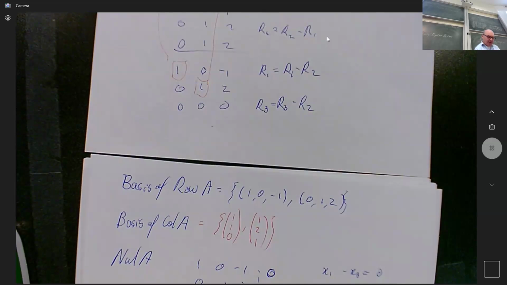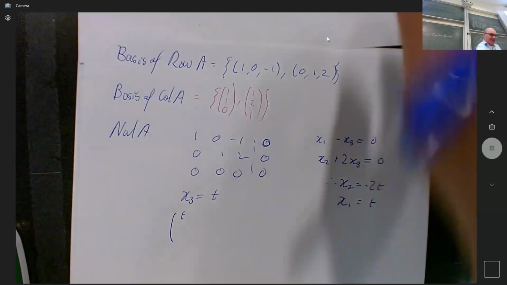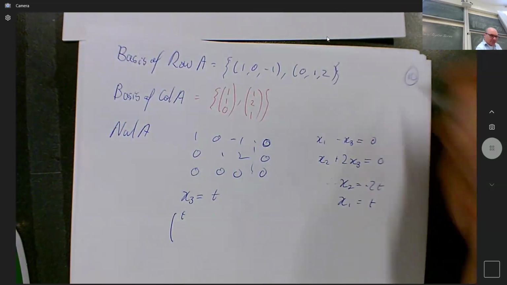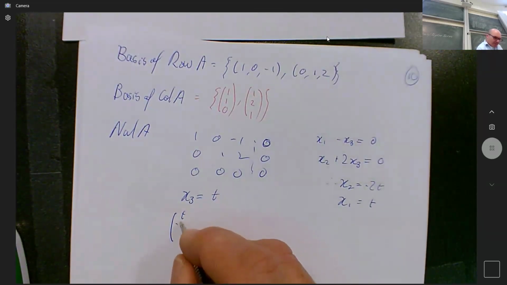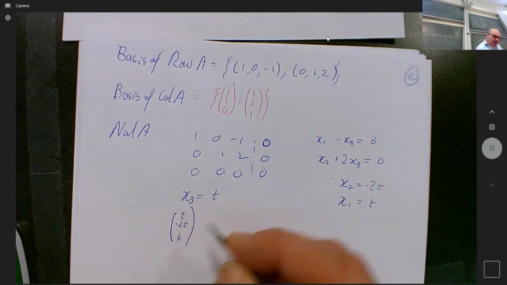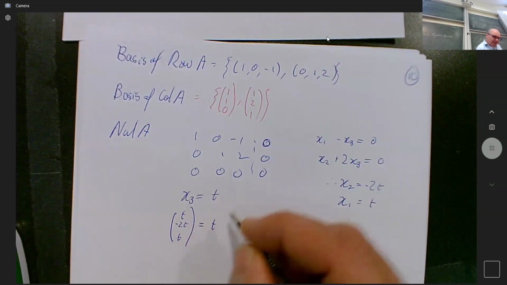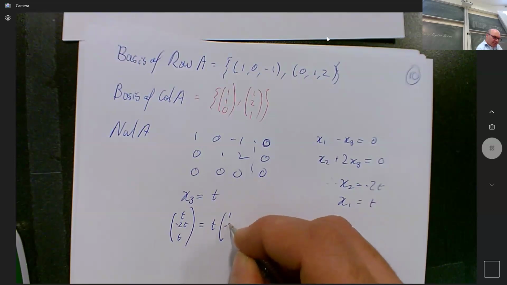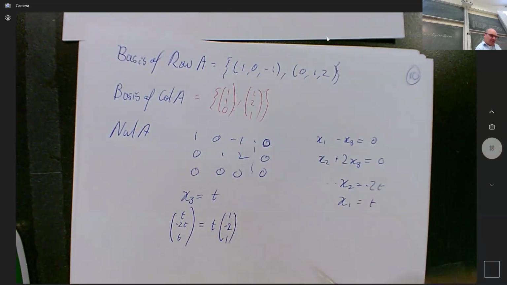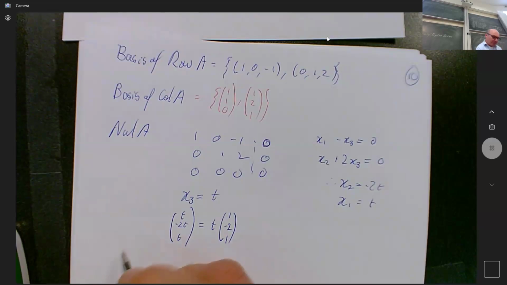And so I'd write that as t, minus 2t, t. I would actually take out the common factor of a t. Factorization is your friend, people. Anytime you can factorize, you should factorize.